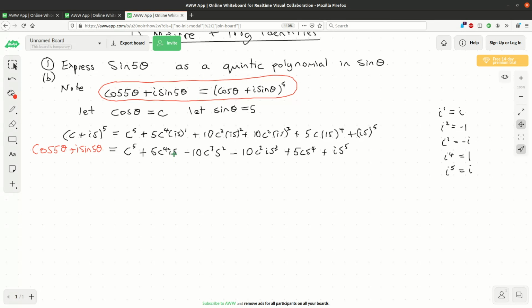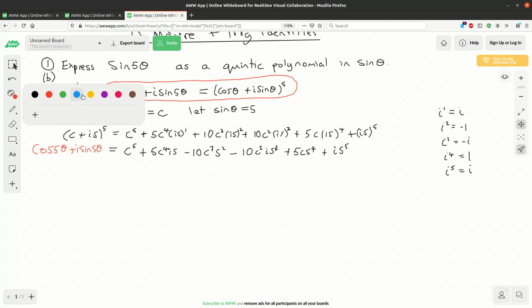Sorry, I've just suddenly got really confused. If my question was instead express cos 5 theta as some kind of polynomial, then I could use this answer for cos 5 theta as well. This works perfectly for the question express cos 5 theta, or for the question express sine 5 theta as a quintic polynomial, because what I'm going to do is equate coefficients.